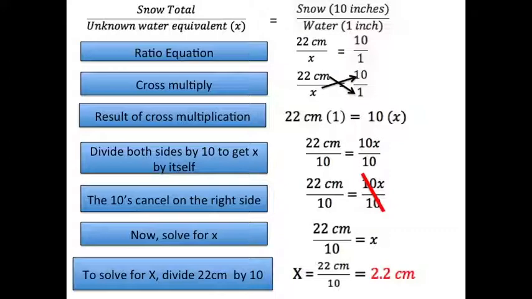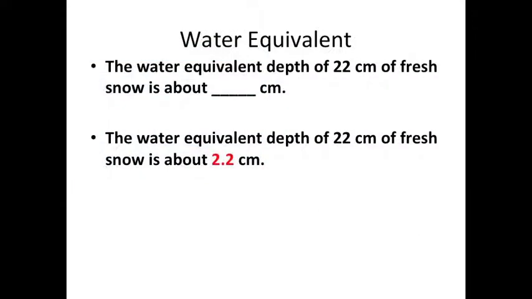This slide shows all the work we just did in one slide. The water equivalent depth of 22 centimeters of fresh snow is about 2.2 centimeters.